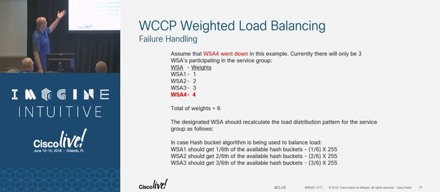Now, we talk about this here. If one of them drops, so let's say our box number 4 drops, now our weighting is 6, so now we get 1/6, 2/6, and 3/6. So one box gets half the traffic, one gets 1/3 of the traffic, and one gets 1/6 of the traffic. So pretty simple.